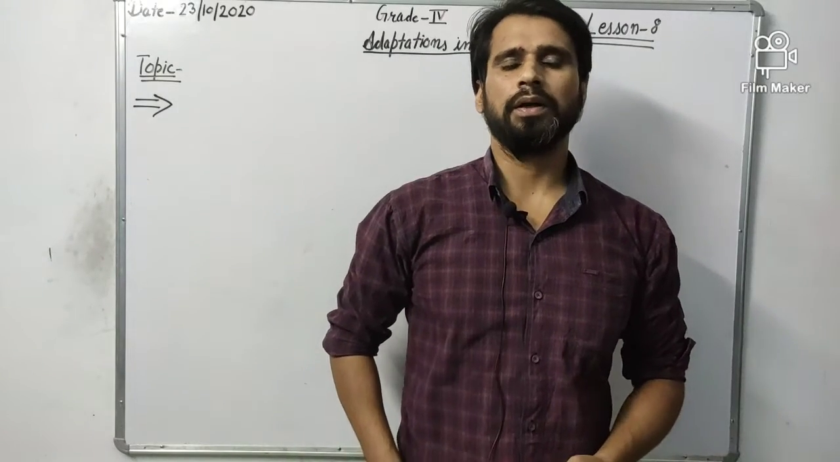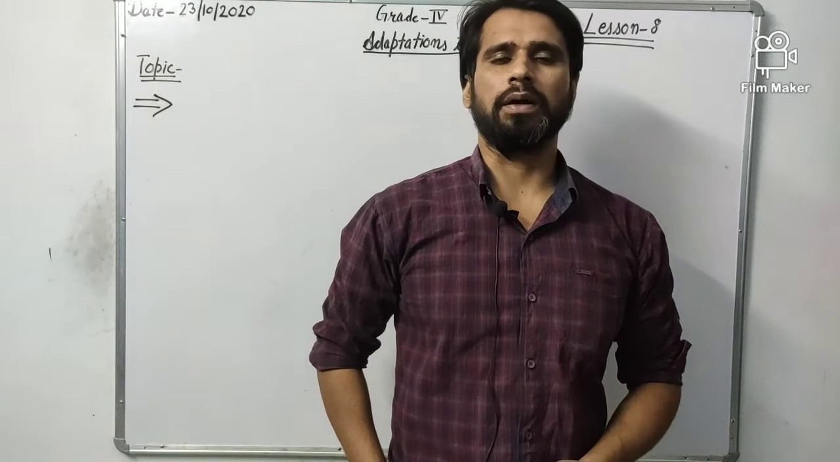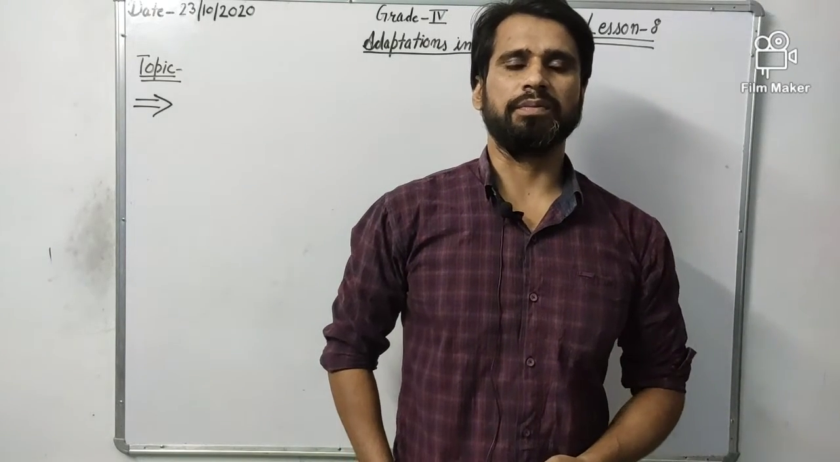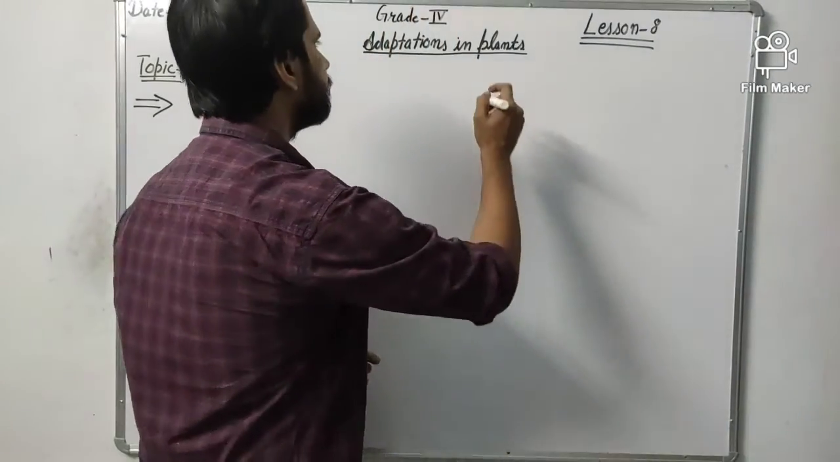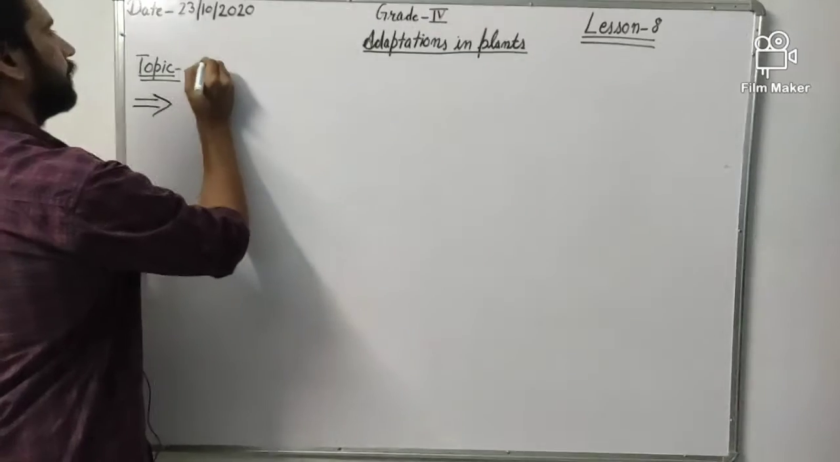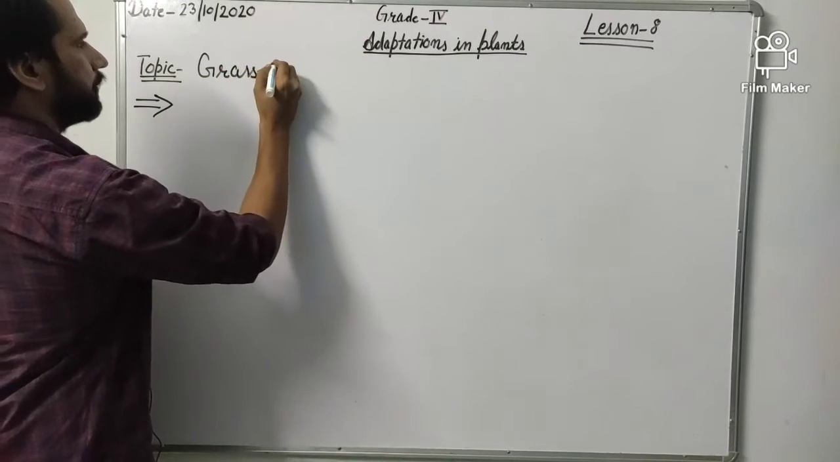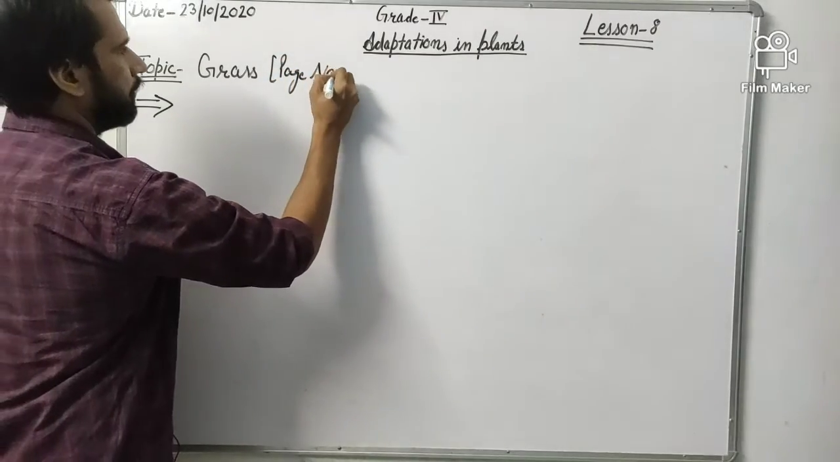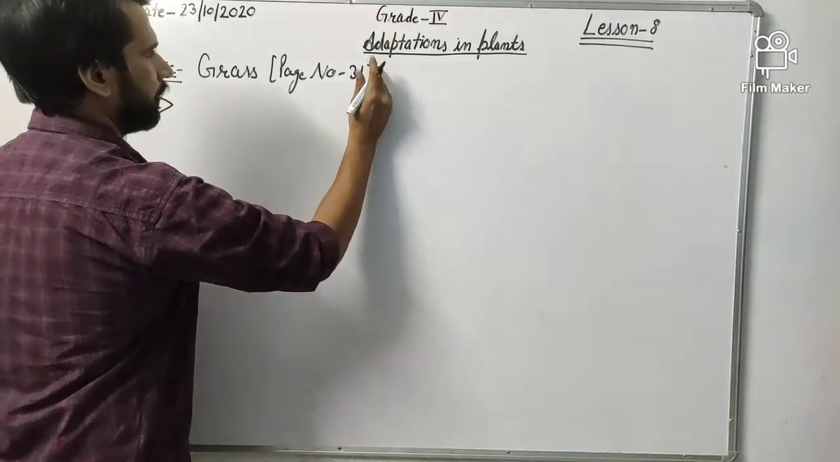Yesterday we did the topic insectivorous plants with the example of the pitcher plant. Today we will do the topic grasses. It is on page number 31 of your science book. Okay, so let's start the topic.